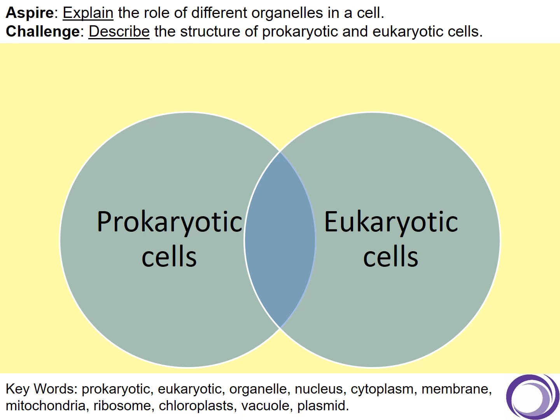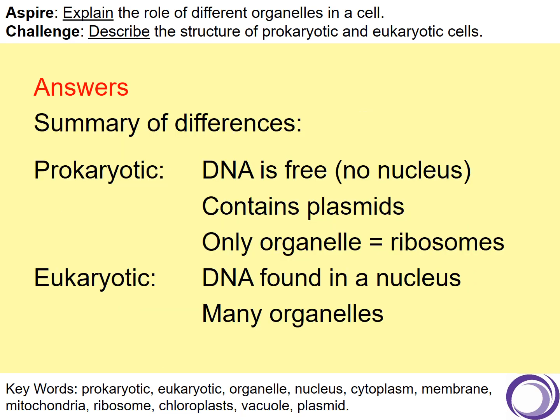Okay, let's have a look at one. So, answers. The differences. So, a prokaryotic, the DNA is free, so it doesn't have a nucleus. It contains plasmids, and it only has ribosomes in there. And you can put that they are smaller. Eukaryotic, the DNA is found in a nucleus. There's lots of organelles in there. You can put that it's larger.